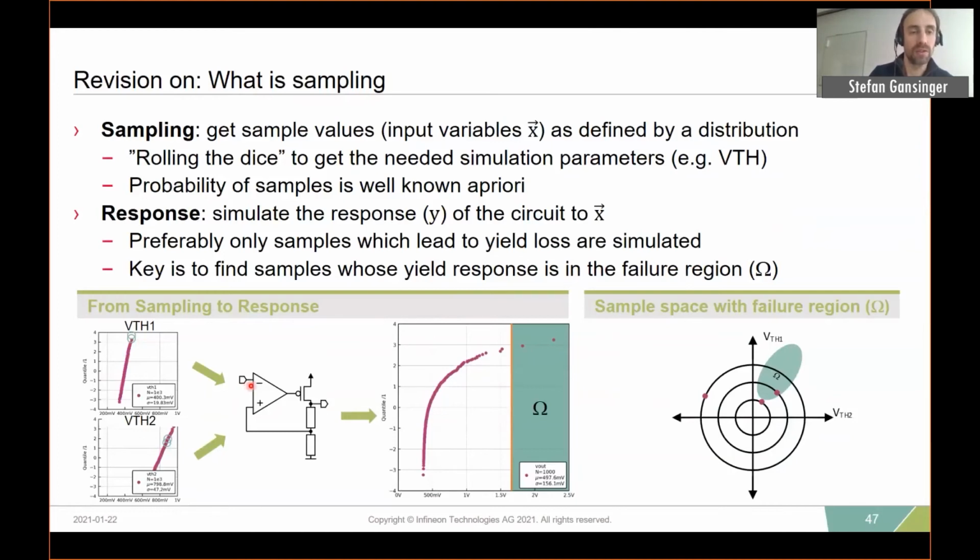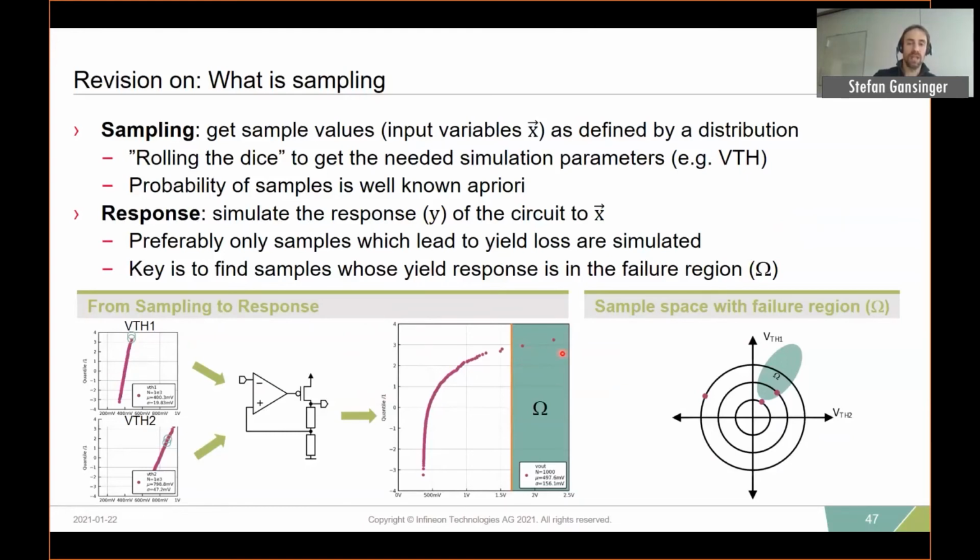And contrary to this, we have the response, it's plotted on the right side. So this is how our circuit is responding in simulation to the sampled values. And of course, in the response, we can define a failure region, or a tail region. This is the region where our circuit is going to fail, or where we have a violation of the specification.